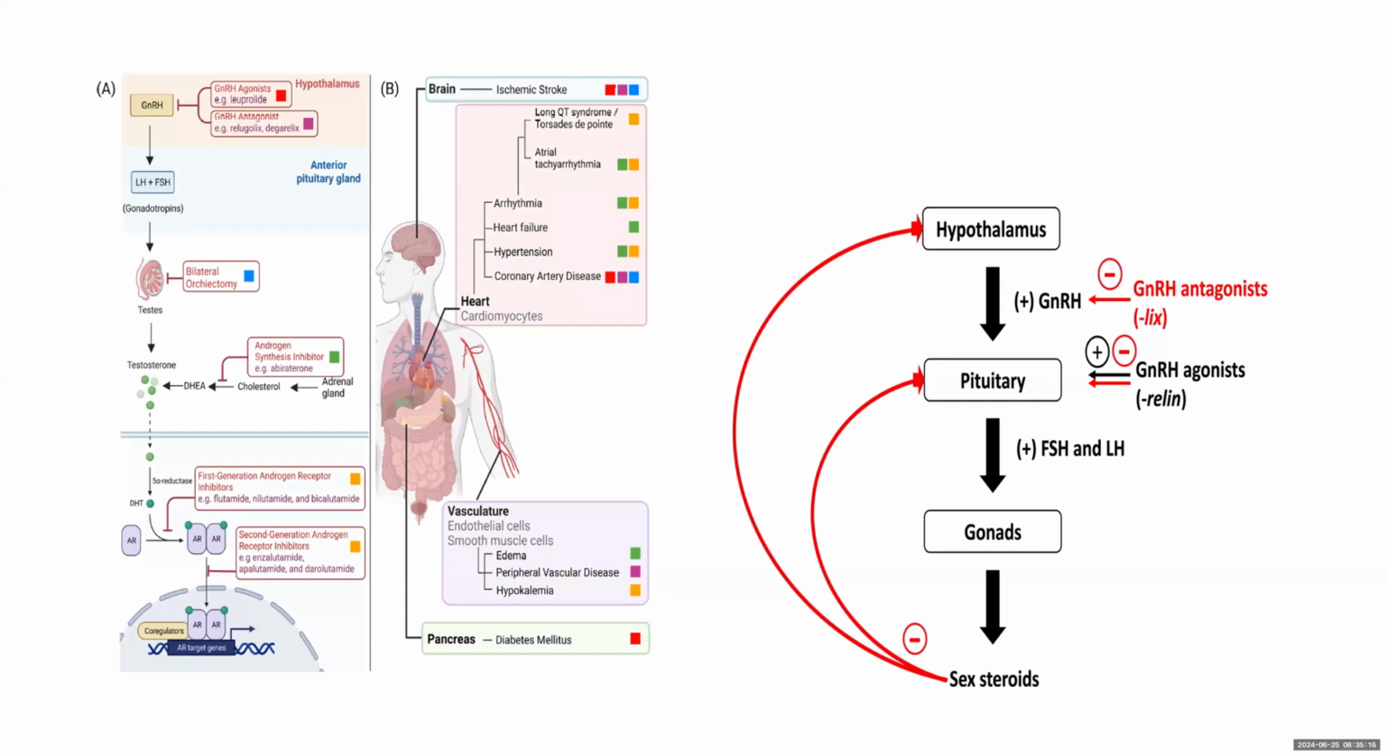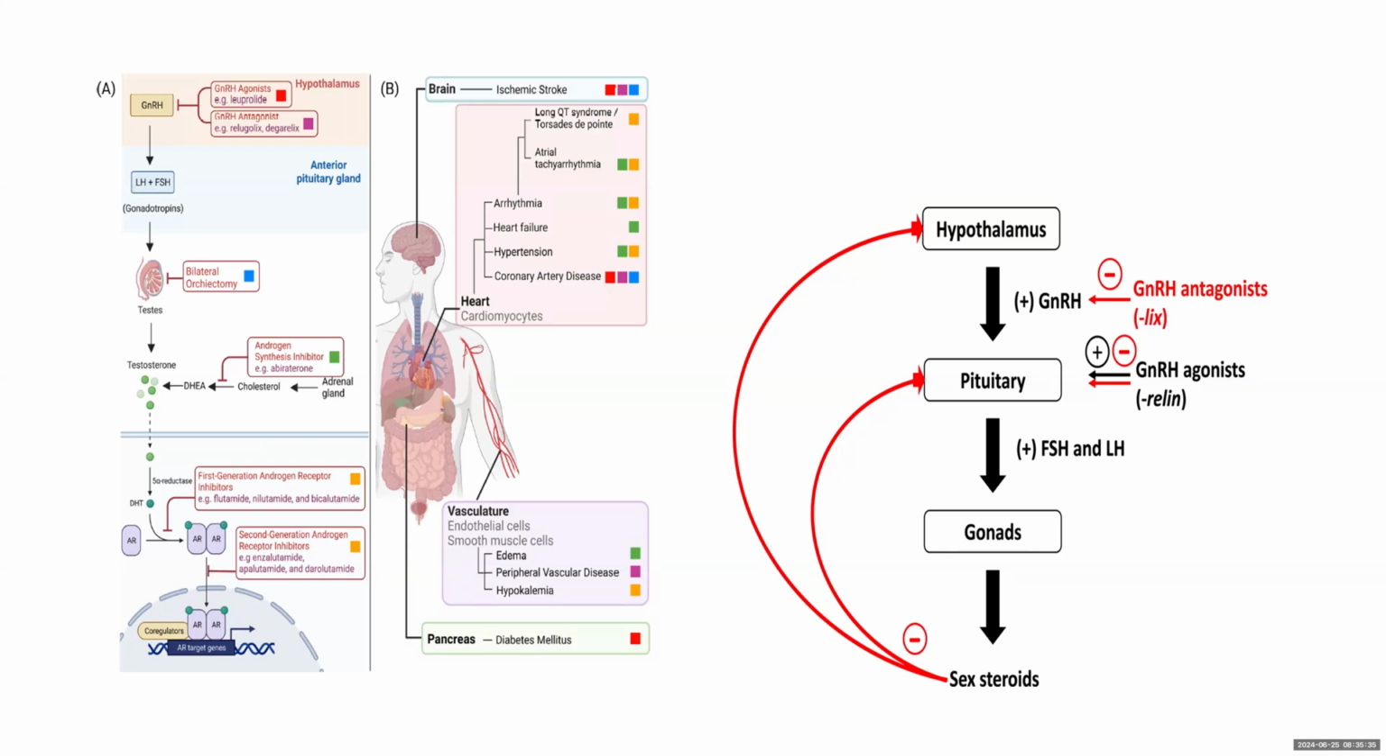The mechanism of action of a GnRH agonist is overstimulation of the GnRH receptor, which leads to desensitization of the receptor. But in the first 2 to 3 weeks, there is a surge of hormone. GnRH antagonists, relugolix and degarelix, directly inhibit the GnRH receptors.